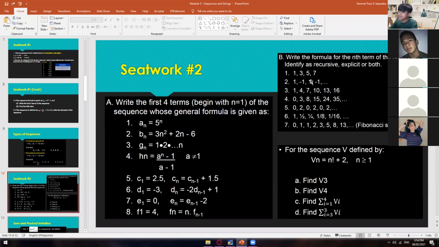Both of them have a pattern, of course. Both of them have a formula. But one of them needs the first term. The other one doesn't really need the first term. So you can tell whether that one is recursive or explicit. And for the last one, the sequence is defined by this formula, n factorial plus 2, and your range here is 1 and above. So find the third term, or v sub 3, and then v sub 4. And then the summation from 1 to 4 using this formula, v sub i, or v sub n. Later on, we will discuss this one so that you can answer this after our discussion.